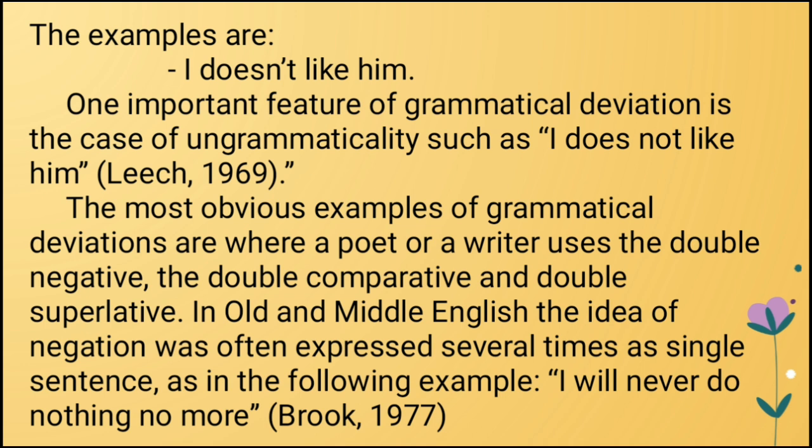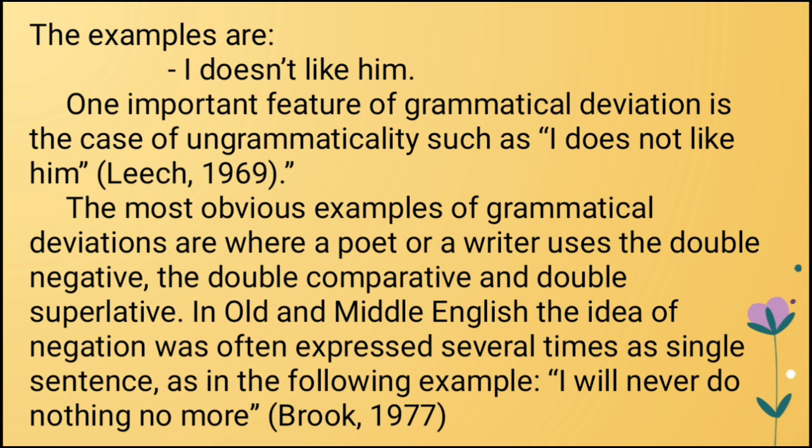Jane, can you please read? The most obvious examples of grammatical deviations are where a poet or a writer uses the double negative, the double comparative, and the double superlative. In Old and Middle English, the idea of negation was often expressed several times in a single sentence, as in the following example: I will never do nothing no more. That is according to Brook, 1977. Alright, thank you.